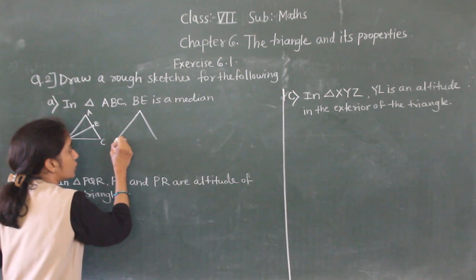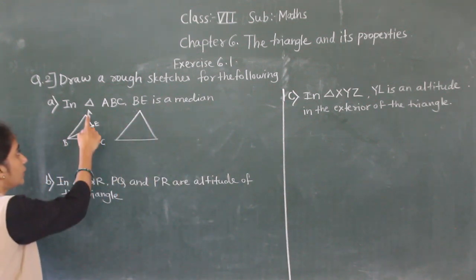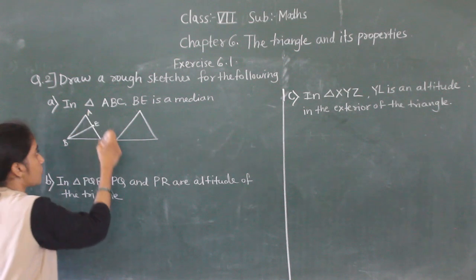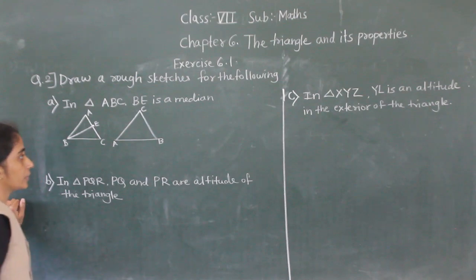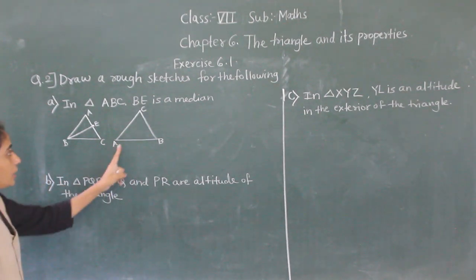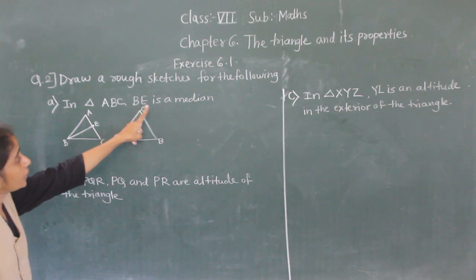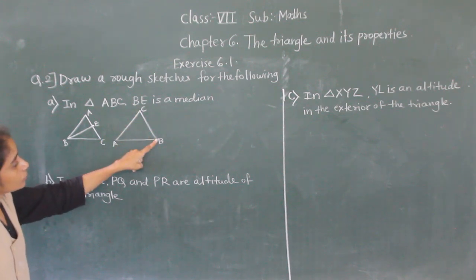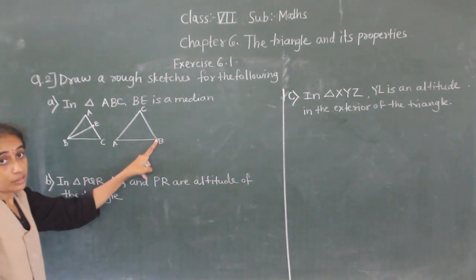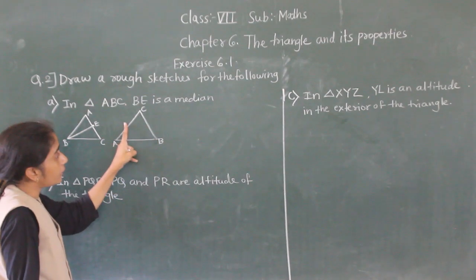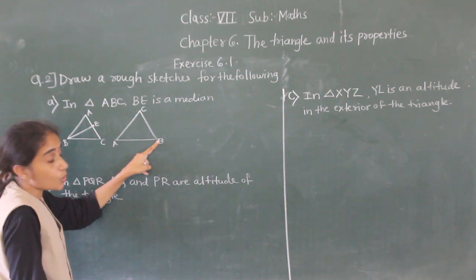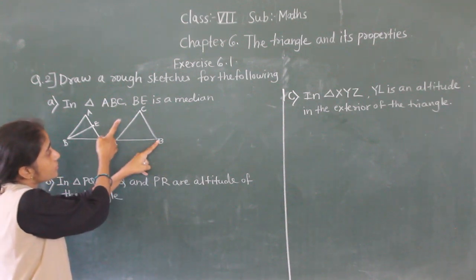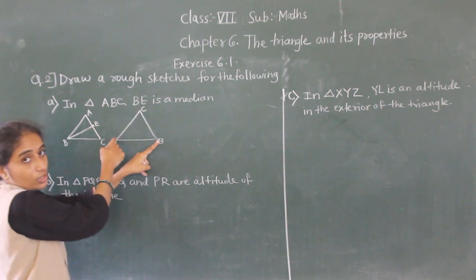Suppose I draw the same type of triangle and give it the names A, B, C. Now I want to draw BE as a median. It will go to the side opposite of B. See, where is the vertex B? Vertex B is here, so the median will go to the opposite side, AC.